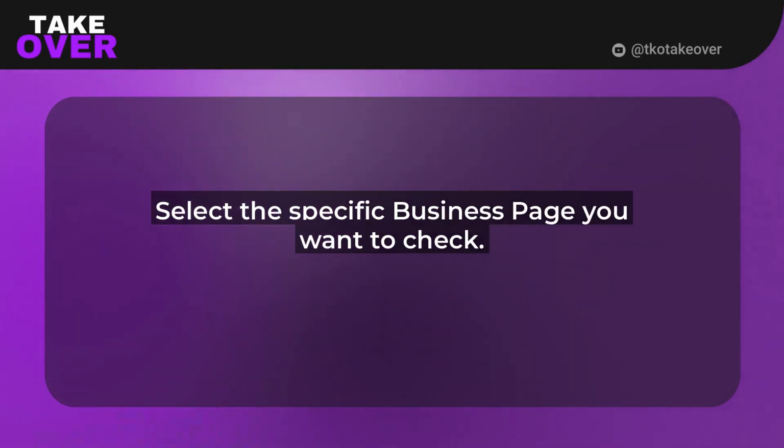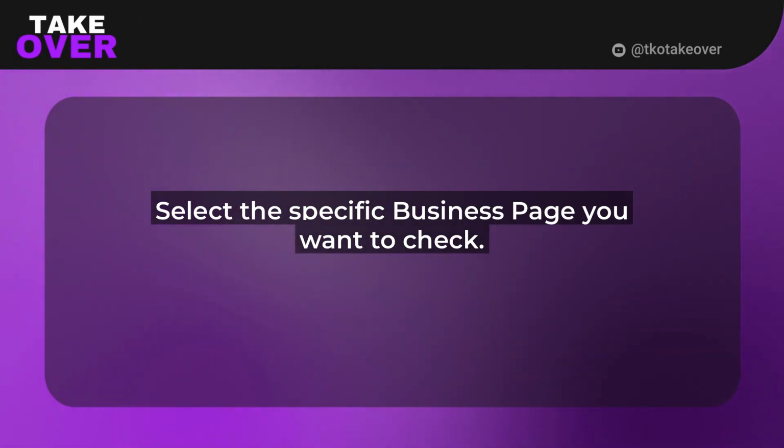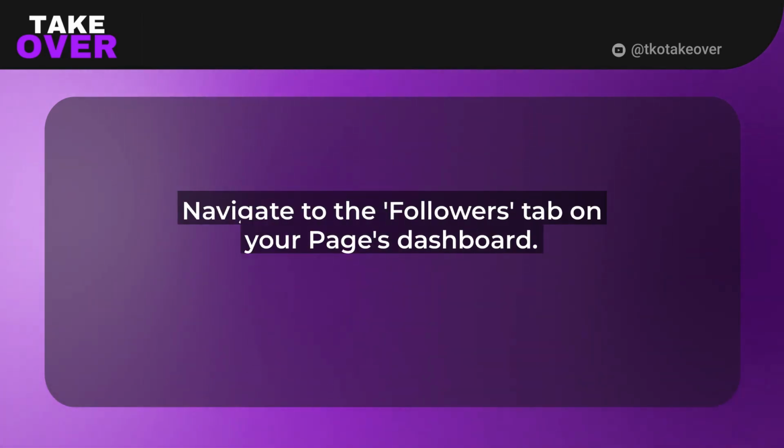First things first, make sure you're logged into your Facebook account. If you manage a business page, head straight to facebook.com and click on the menu in the top right corner. From there, select Pages and choose the specific business page you want to check. Once you're on your page's dashboard, look for the Community or Followers tab.